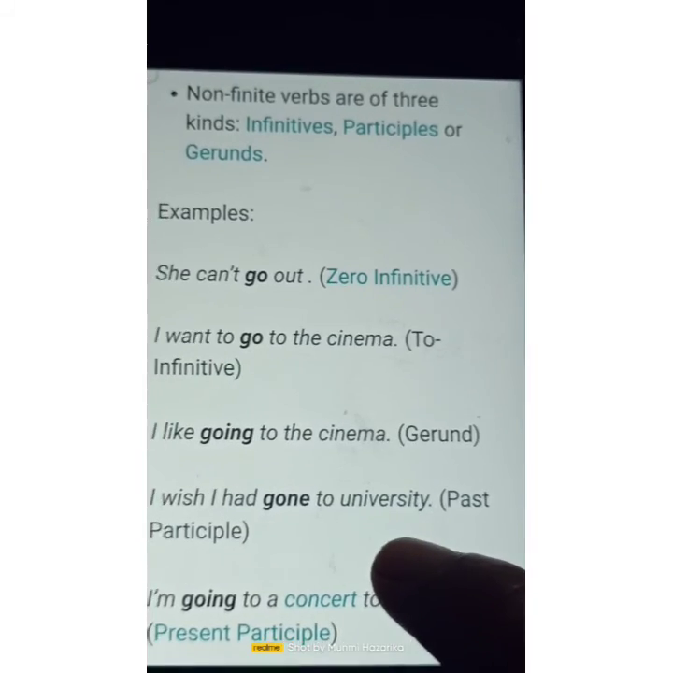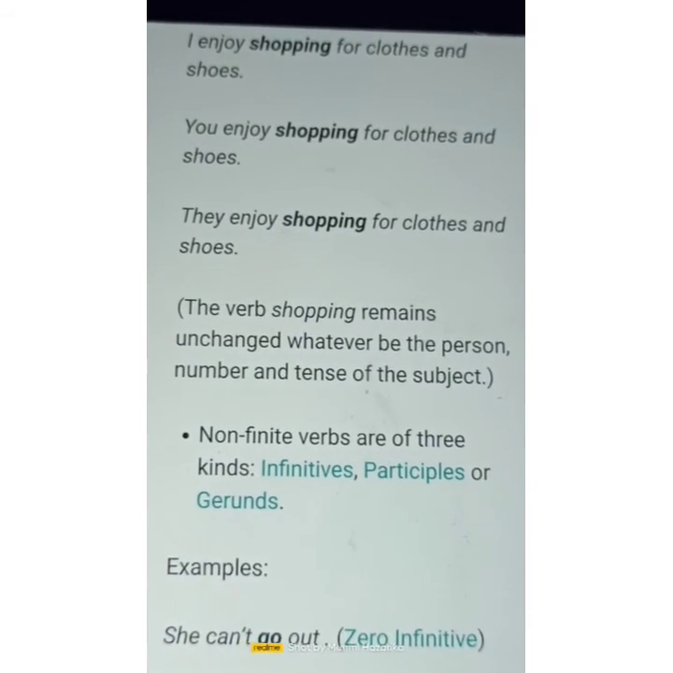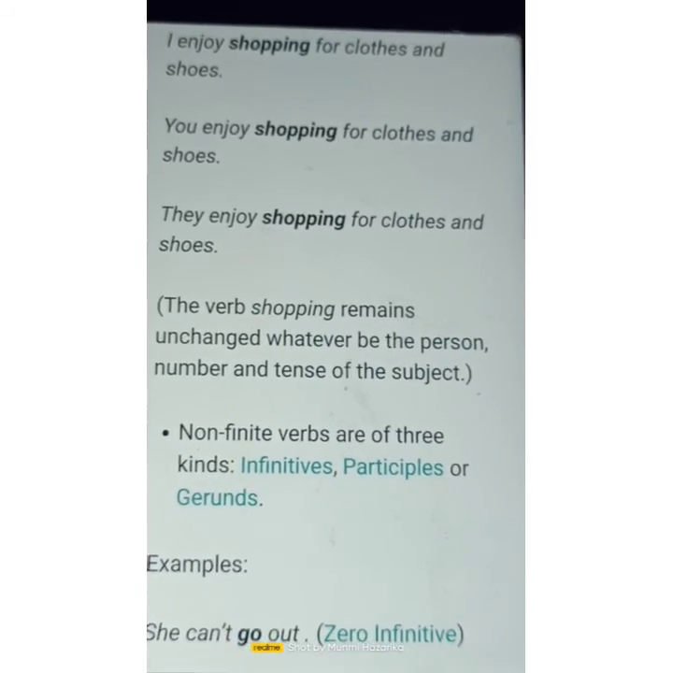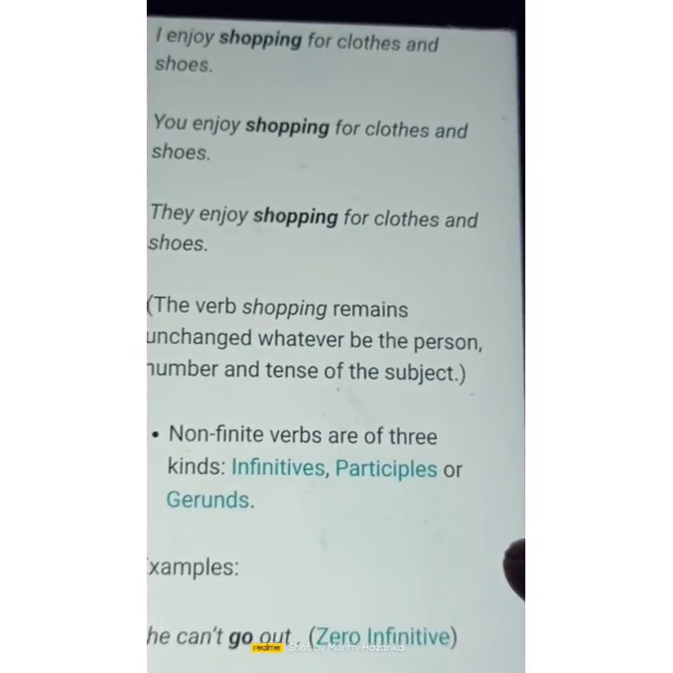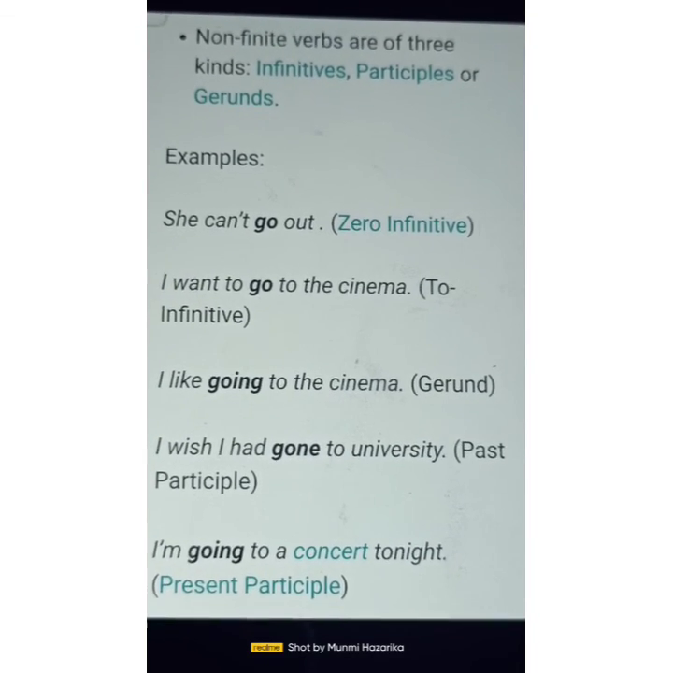Then we come to the non-finite verbs. Non-finite verbs are of three kinds, and they are infinitives, participles and gerunds.